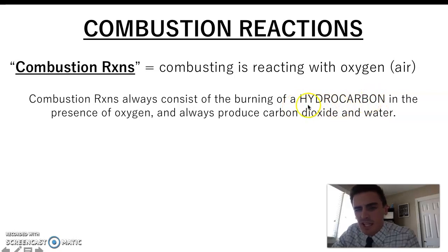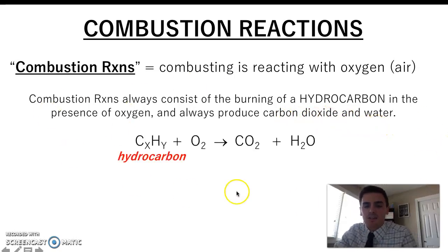Think for a second about what that would be. A hydro, meaning hydrogen, and carbon, you'll see in a second, but we're going to burn that in the presence of oxygen, and combustion reactions will always, in our class, produce carbon dioxide and water. So here's kind of what that looks like.